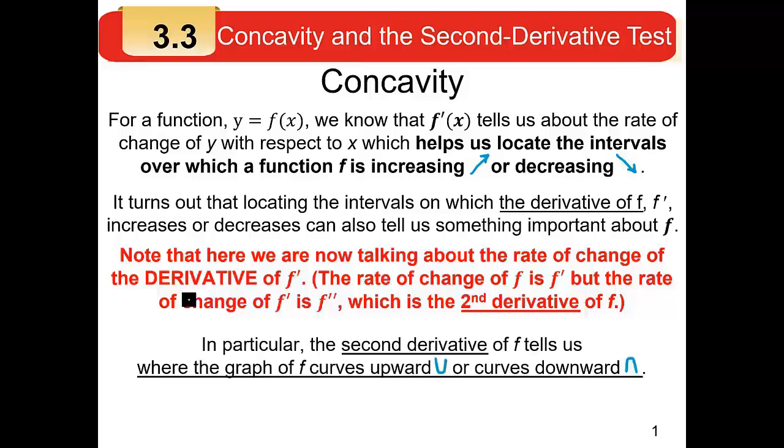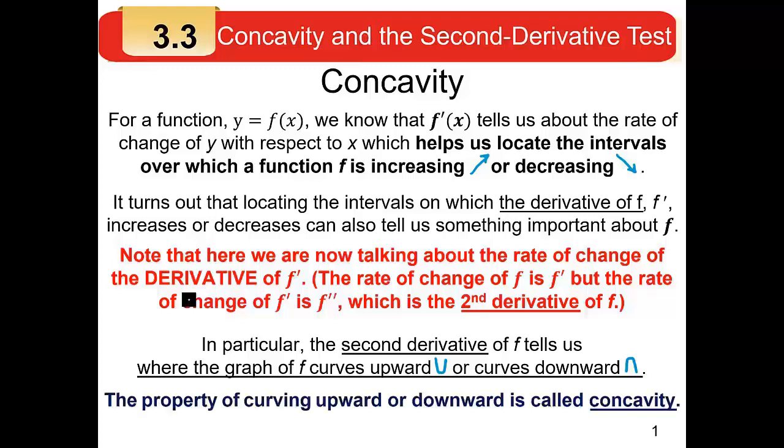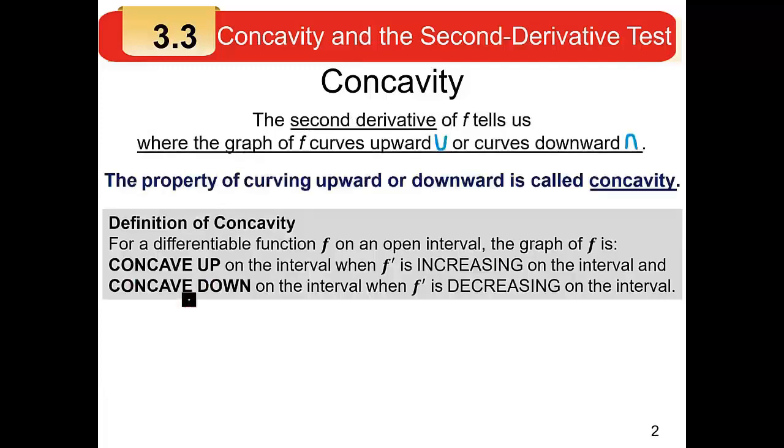In particular, we're going to find out that the second derivative of f tells us where the graph of f curves upward or downward. That property of curving upward or downward is called concavity. To give you a formal definition of concavity, if you have a differentiable function f on some open interval, the graph of f is concave up on the interval when the derivative is increasing on this interval, and is concave down on the interval when the derivative is decreasing on the interval.